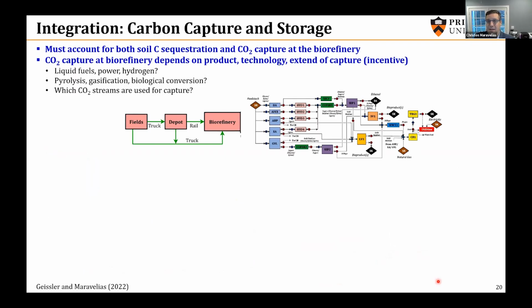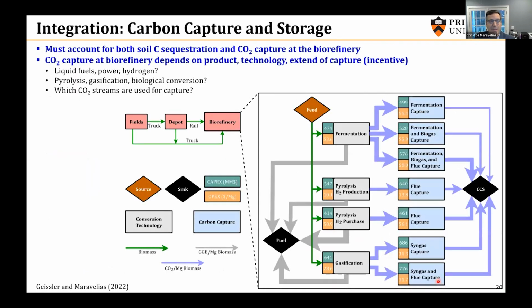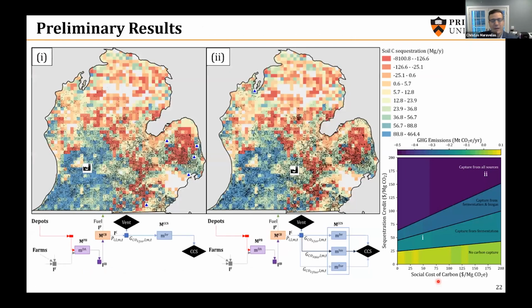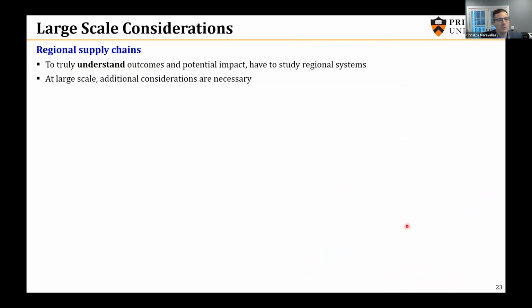I see I'm running out of time, so maybe I'll skip the part about carbon capture and go directly to some preliminary results. This is, again, the same solutions only for the state of Michigan. If we also add into the system the capture, what we do with capturing CO2, not in the land, but now at the biorefinery. These are two solutions using two different sets of parameters for social cost of carbon and sequestration credit. But let me now finish with some open questions.